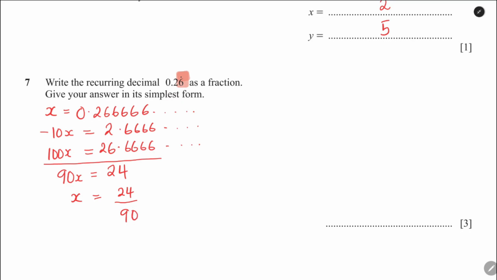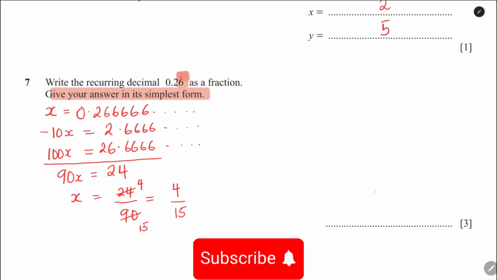But please note that the question is very specific, that you should give your answer in its simplest form. This fraction can be taken to a simpler form. What number can go into both 24 and 90? I think 6 can go into 24. That will give us 4. 6 into 90 gives 15. So in its simplest form, we have a fraction of 4 over 15. So 4 over 15 is our final answer. If you do not simplify this fraction, you will not be getting full marks.